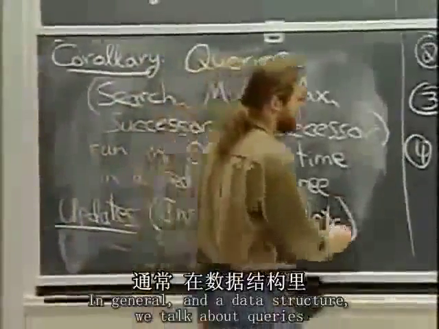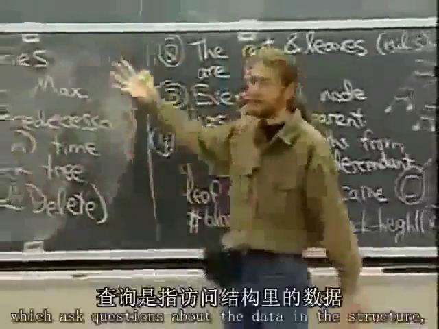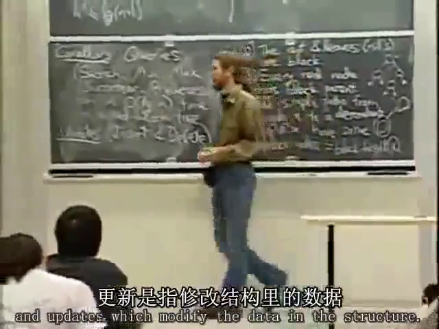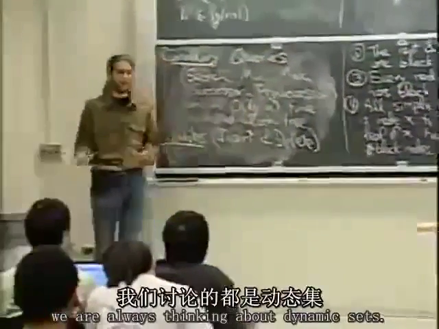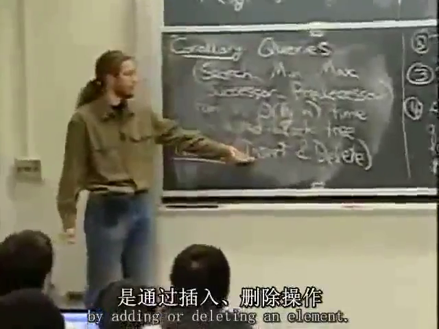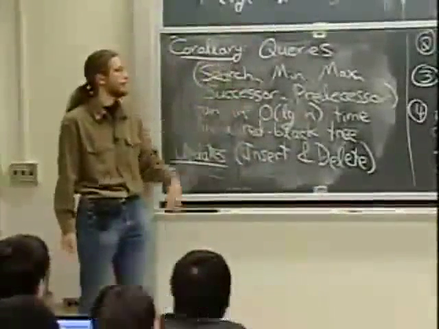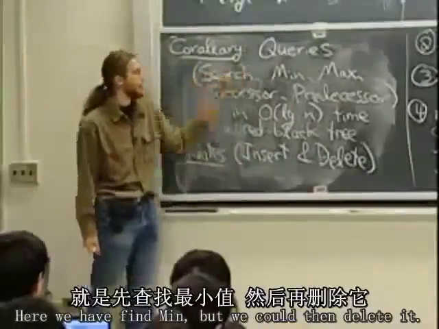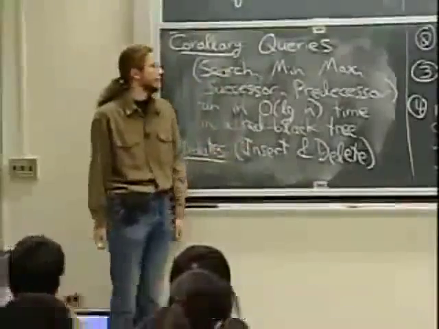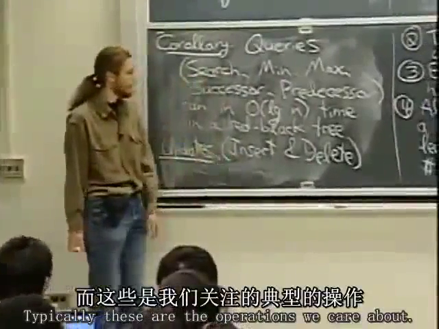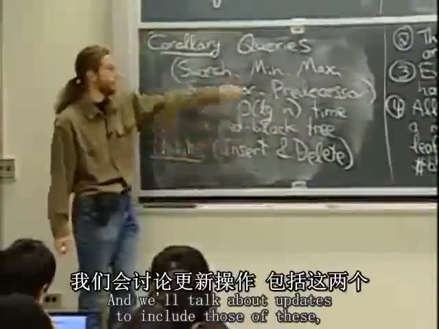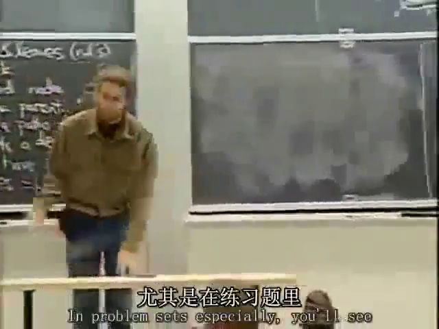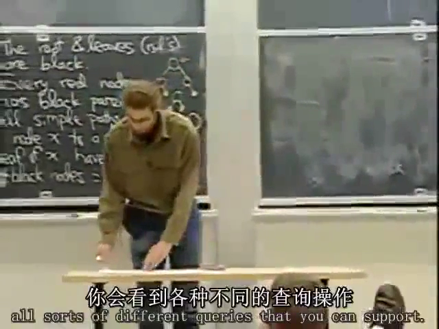In general, in a data structure, we talk about queries which ask questions about the data in the structure, and updates which modify the data in the structure. And most of the time here, we're always thinking about dynamic sets. So you can change the dynamic set by adding or deleting an element. You can ask all sorts of questions. In priority queues, there were other updates like delete min. Here we have find min, but note we could then delete it. Okay, but typically these are the operations we care about. And we'll talk about updates to include both of these and queries to include all of these, or whatever happens to be relevant. In problem sets especially, you'll see all sorts of different queries that you can support.